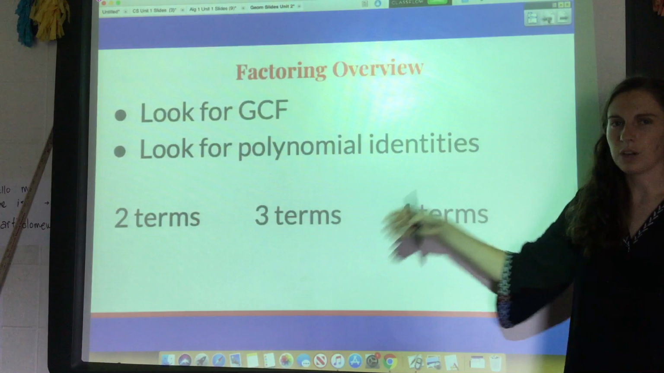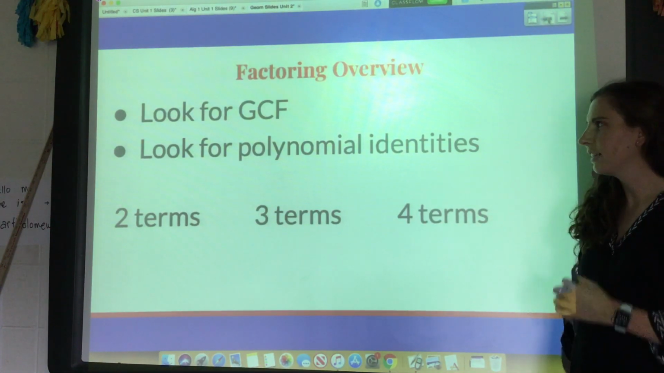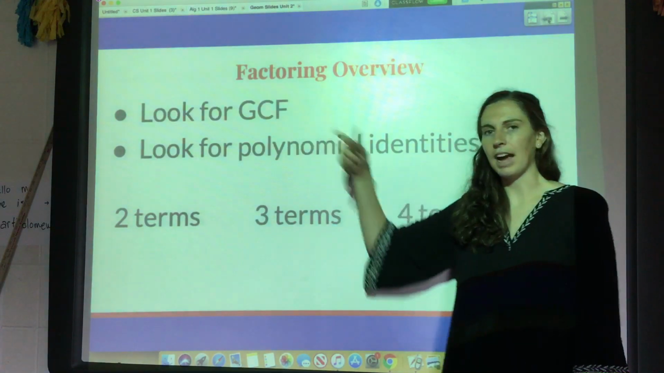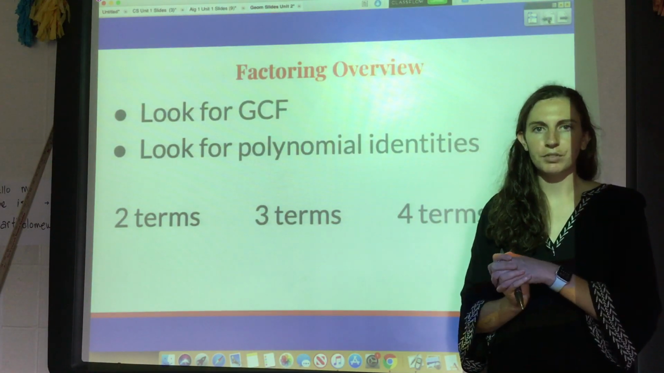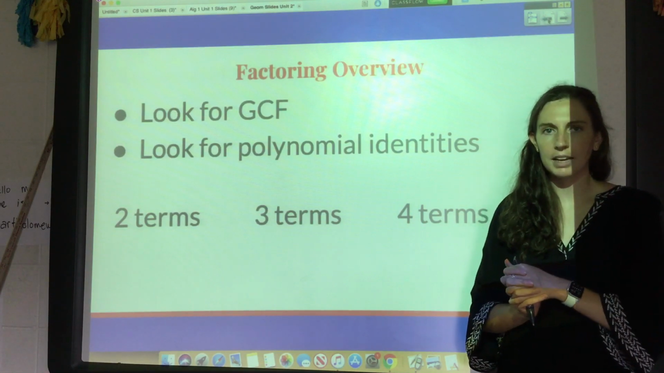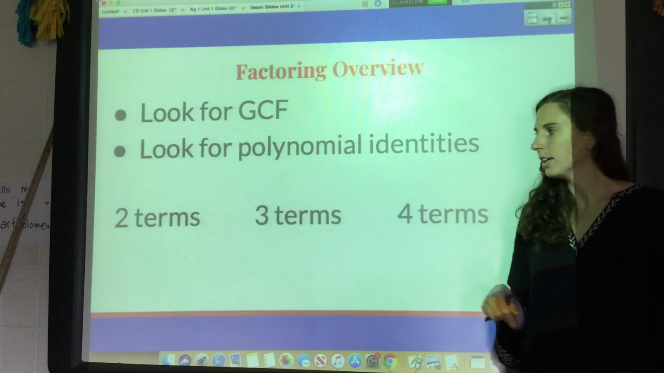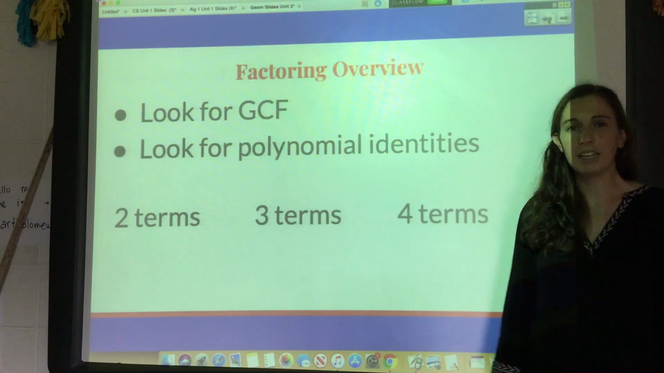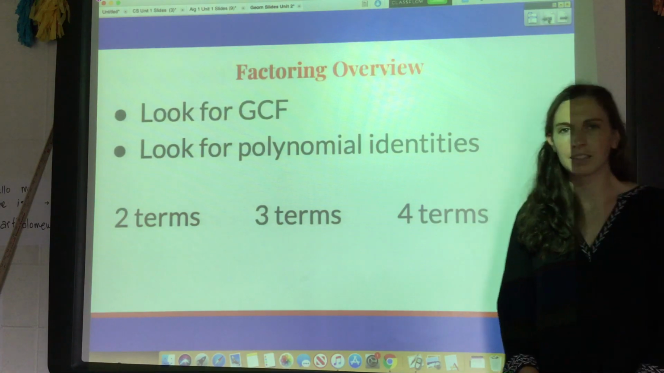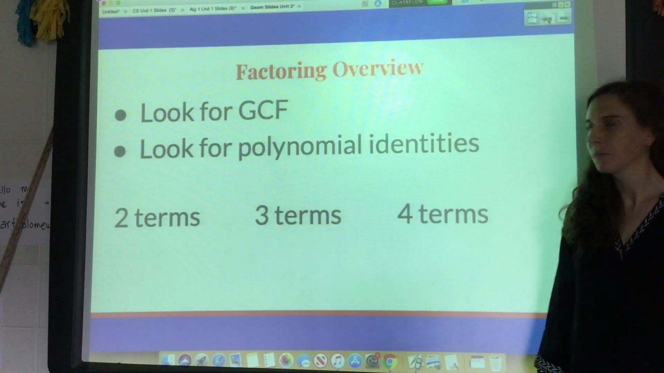So here's an overview of how factoring works. Remember, the first thing you want to do when you're factoring is look for the greatest common factor, which we did in the last video. If you can bring out a greatest common factor to start off with, you want to do that. And also look for polynomial identities, which we'll talk about later. And then after that, the way you factor depends on how many terms the polynomial has. What we're going to focus on today are 4-term polynomials.